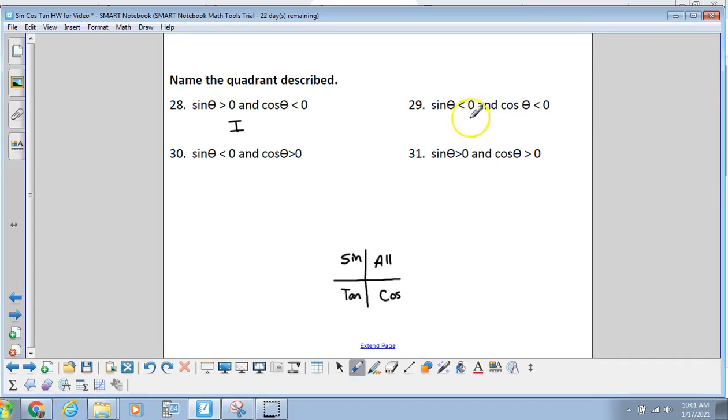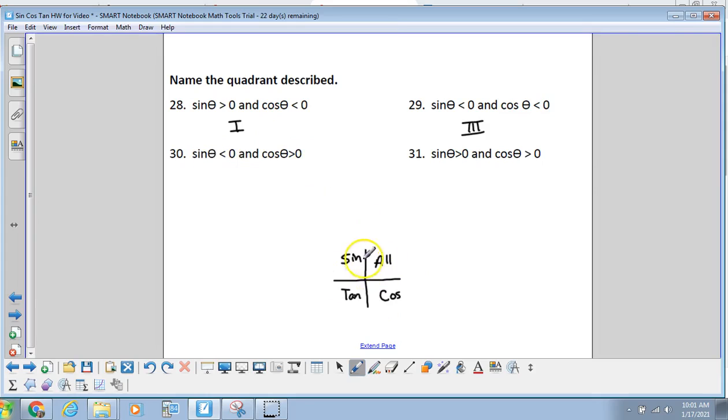Number 29, sine is negative and cosine is negative. Okay, so we don't want the part where all of them are positive, or where sine is positive, or where cosine is positive. We're looking for where tangent is positive but everything else is negative. That's in quadrant 3. Remember, this makes sense because this is saying our x value is negative and y value is negative. That's quadrant 3.